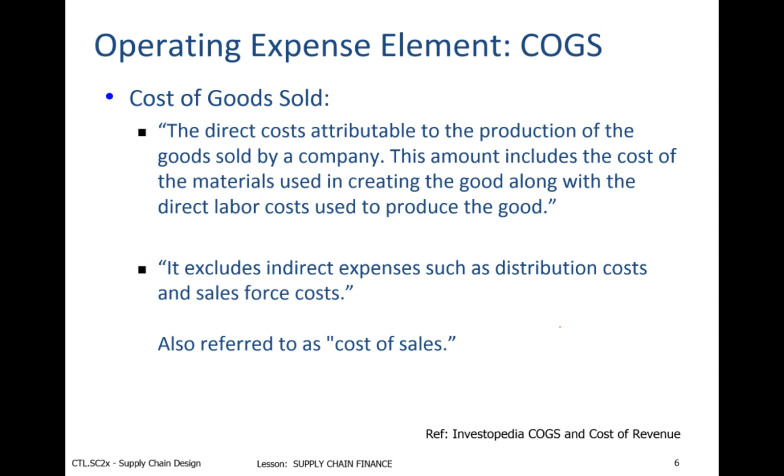We've mentioned the cost of goods sold. The cost of goods sold represents the costs associated with the production of the particular products that were just sold, or services. As we see here, it says the direct cost attributable to the production of the goods sold by the company. Includes the cost of materials, includes labor, all right, used to produce the good. It does not include the indirect expenses such as distribution costs and sales force costs. Right? Sometimes this is also called the cost of sales.